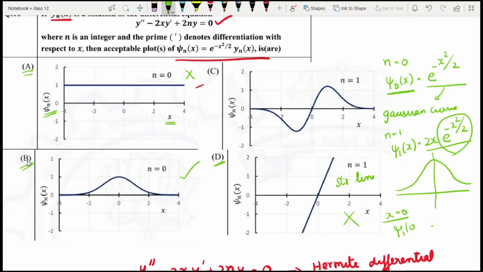Now when x is equal to 0, what happens here? Psi 1 of 0 is equal to 0. Now if you see option C, for x is equal to 0, the value is 0. And here this part corresponds to x of negative value, and this corresponds to x of positive value. For x of negative value, we will be getting this particular part. And for x positive, we will be getting this particular region. So this option is a correct one. So correct options are B and C.